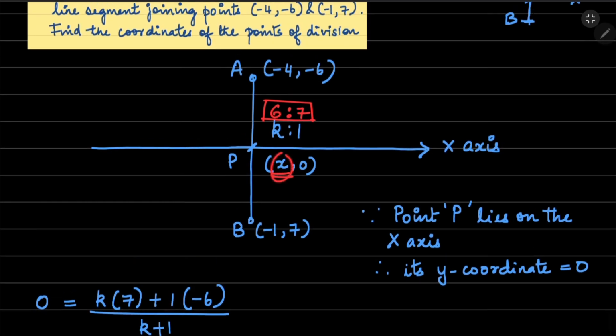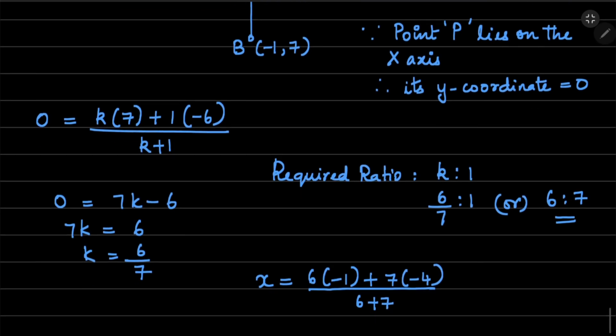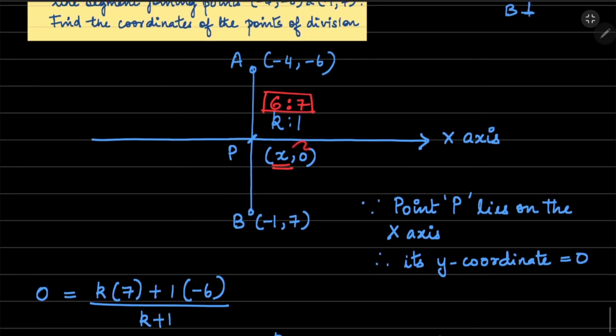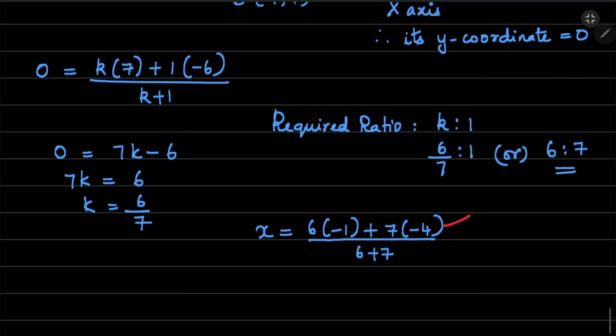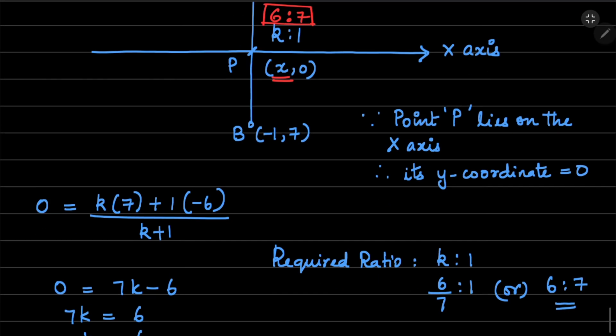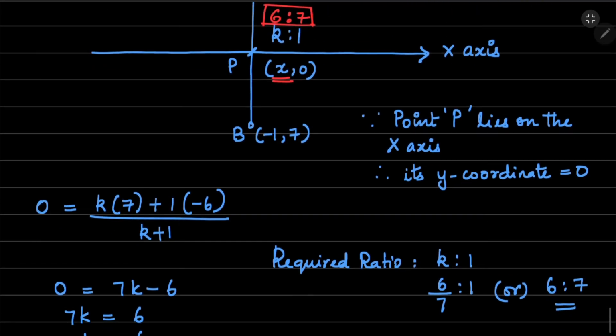So you are considering x, you are finding the value of x. So m into x2 plus n into x1. So 6 into minus 1, I have written 6 into minus 1 plus 7 into the x1 ratio. Okay, so 6 into x2 plus 7 into x1, that is 7 into minus 4, divided by m plus n, that is 6 plus 7. So this will give you the x coordinate.